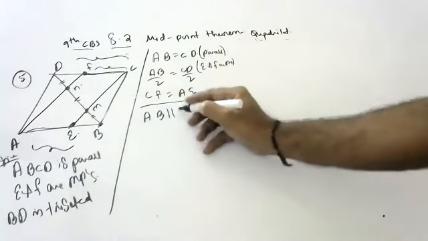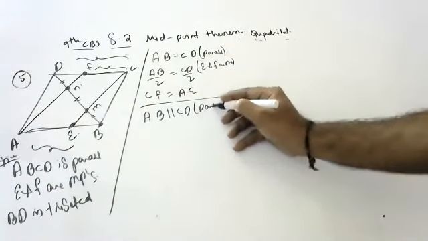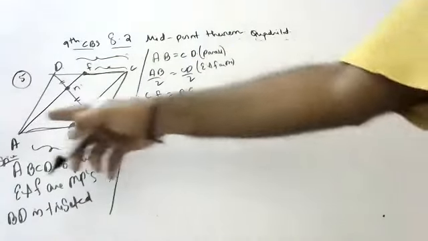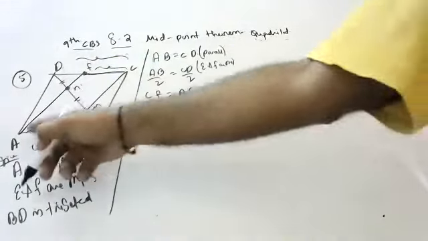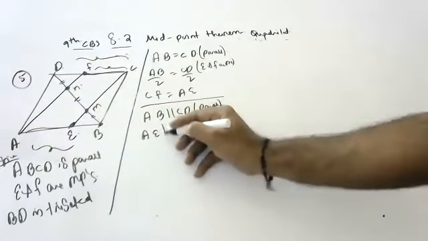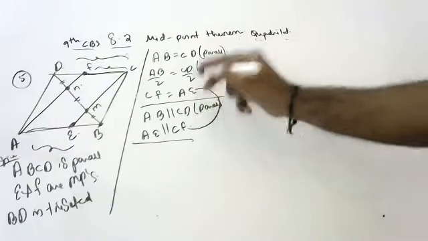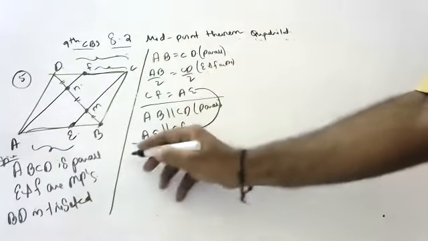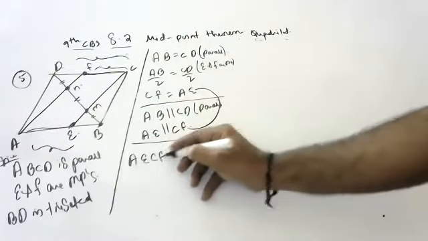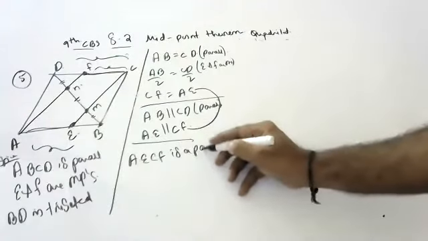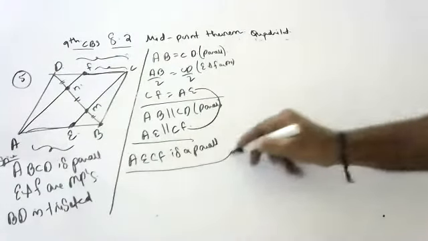AB is parallel to CD because it is a parallelogram, they have given. Okay, children, if AB is parallel to CD, AE will also be parallel to CF. So AE is parallel to CF and AE is equal to CF. If opposite sides are equal and parallel, AECF is a parallelogram. Now everything follows, children.